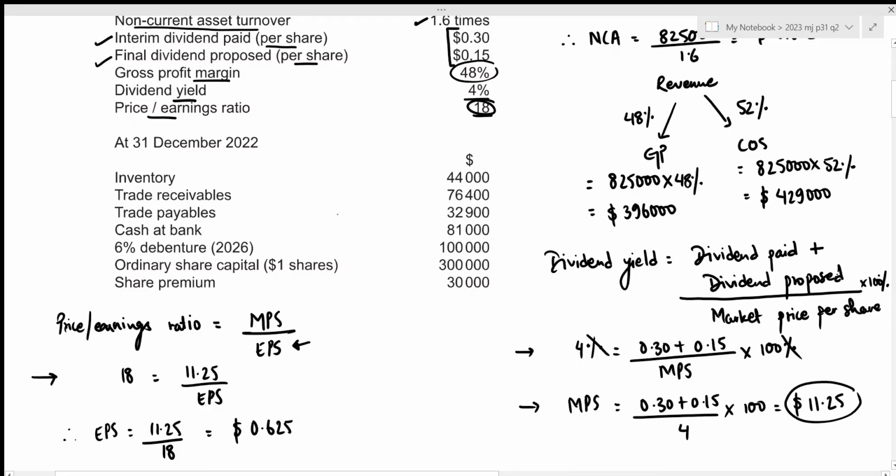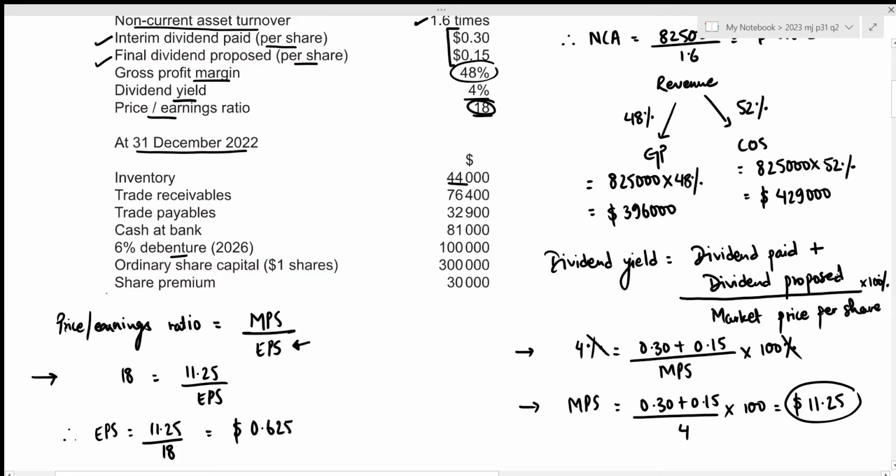All right, that's all for the given ratios. Now, we're given additional information as well at 31st December 2022. So we're given the inventory. This means that 44,000 is our closing inventory for the year. We're given the closing trade receivables, trade payables, cash at bank, 6% debenture, which will be our non-current liability. And we're also given ordinary share capital and share premium, which will be part of our equity.